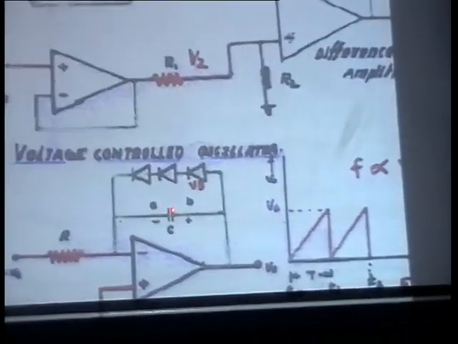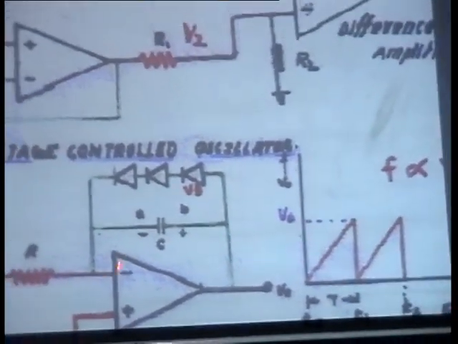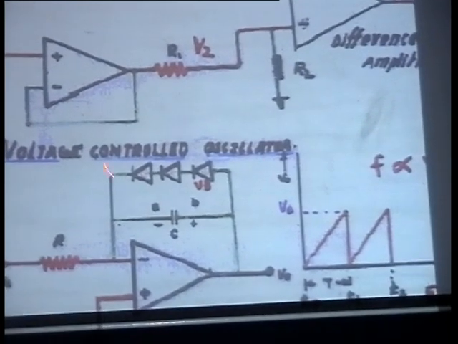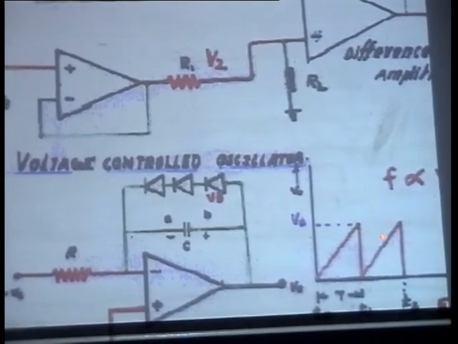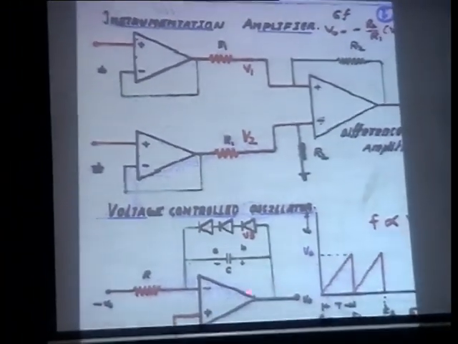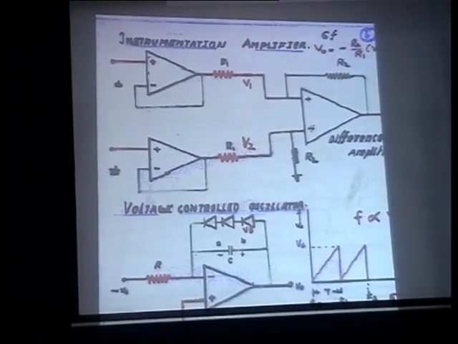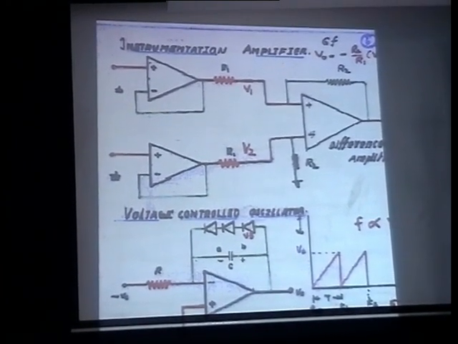The moment the capacitor voltage goes more than 2.1, it will discharge through these diodes. Once it discharges, it comes to 0. Again the capacitor will be charging from the supply side. Then again it will discharge. So you get a triangular waveform, and the mathematical relation shows that frequency of this waveform is proportional to the input voltage. Why? How do you get that 2.1?